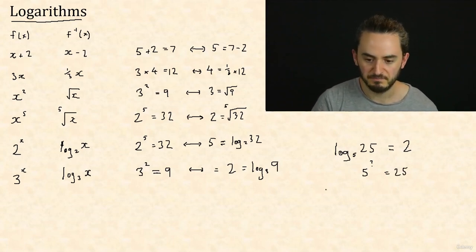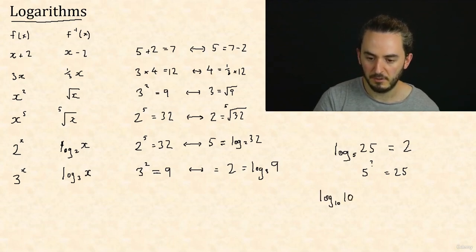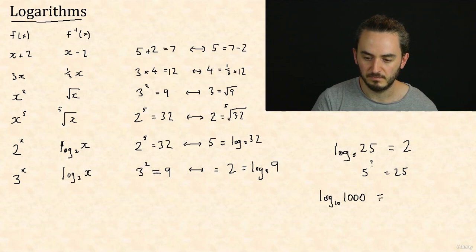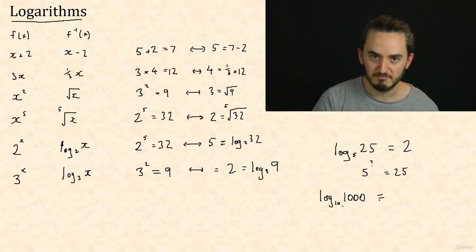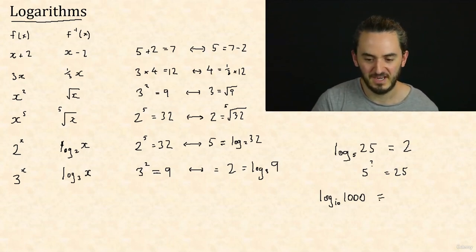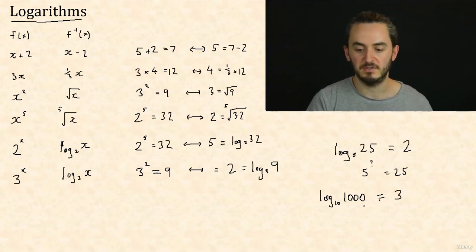How about this one? Log base 10 of 1,000. I'm pausing to give you a chance to get it. So that's saying 10 to the power of what is 1,000? Well, 10 cubed is 1,000, so the answer is 3.